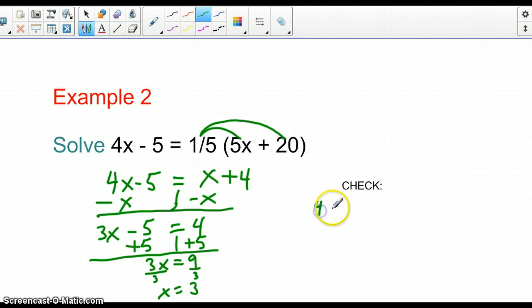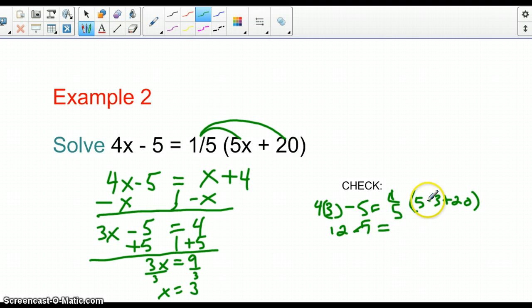So if we check this, just looking at wherever there's an x and plugging in 3 for x. Okay, over here we got 12 minus 5. Here we got parentheses. We're going to simplify the parentheses here. 5 times 3 is 15 plus 20. Okay, 12 minus 5 is 7.